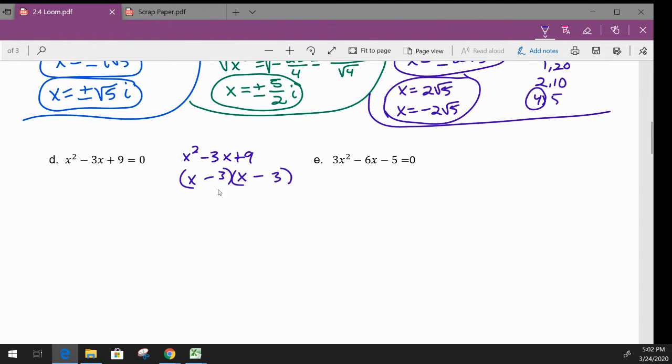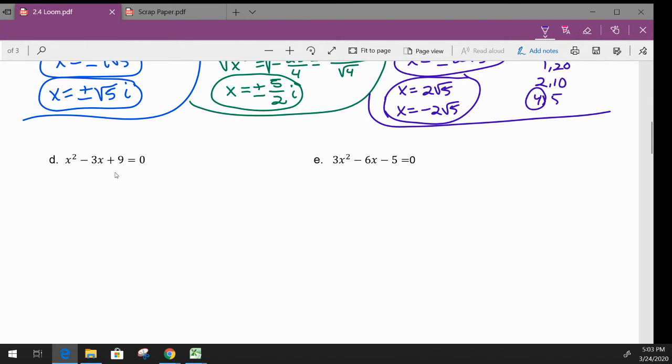So if I look at this, the negative 3 times the negative 3 does multiply together to equal positive 9, but would they add up to negative 3? No. So that's not going to work. It is not factorable. So I'm going to erase all that because this is all stuff that I would go through in my head when I'm trying to figure out, do I have to use quadratic formula?